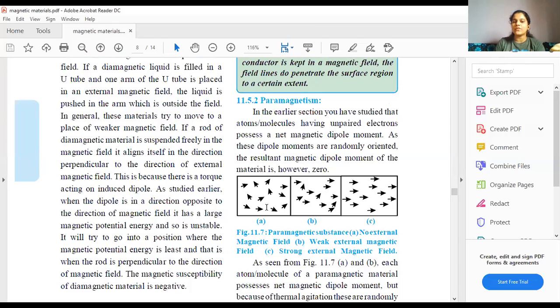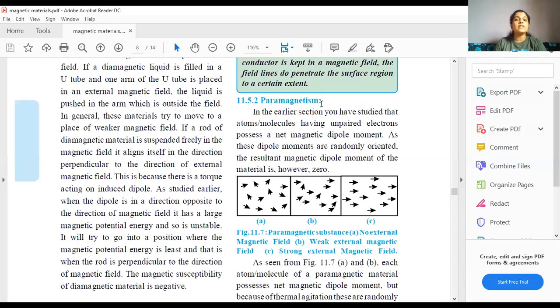As you all can see in this first diagram A, please pay attention to where my cursor is. In a paramagnetic material, what happens? All the magnetic dipole moments are in random direction. Because they are in random direction, the net magnetic moment, that is the total magnetic moment, appears to be zero. But if we place this in an external magnetic field, they are aligned in one direction. When they are aligned in one direction, we can say that the material has some magnetic dipole moment. It is a non-zero value.